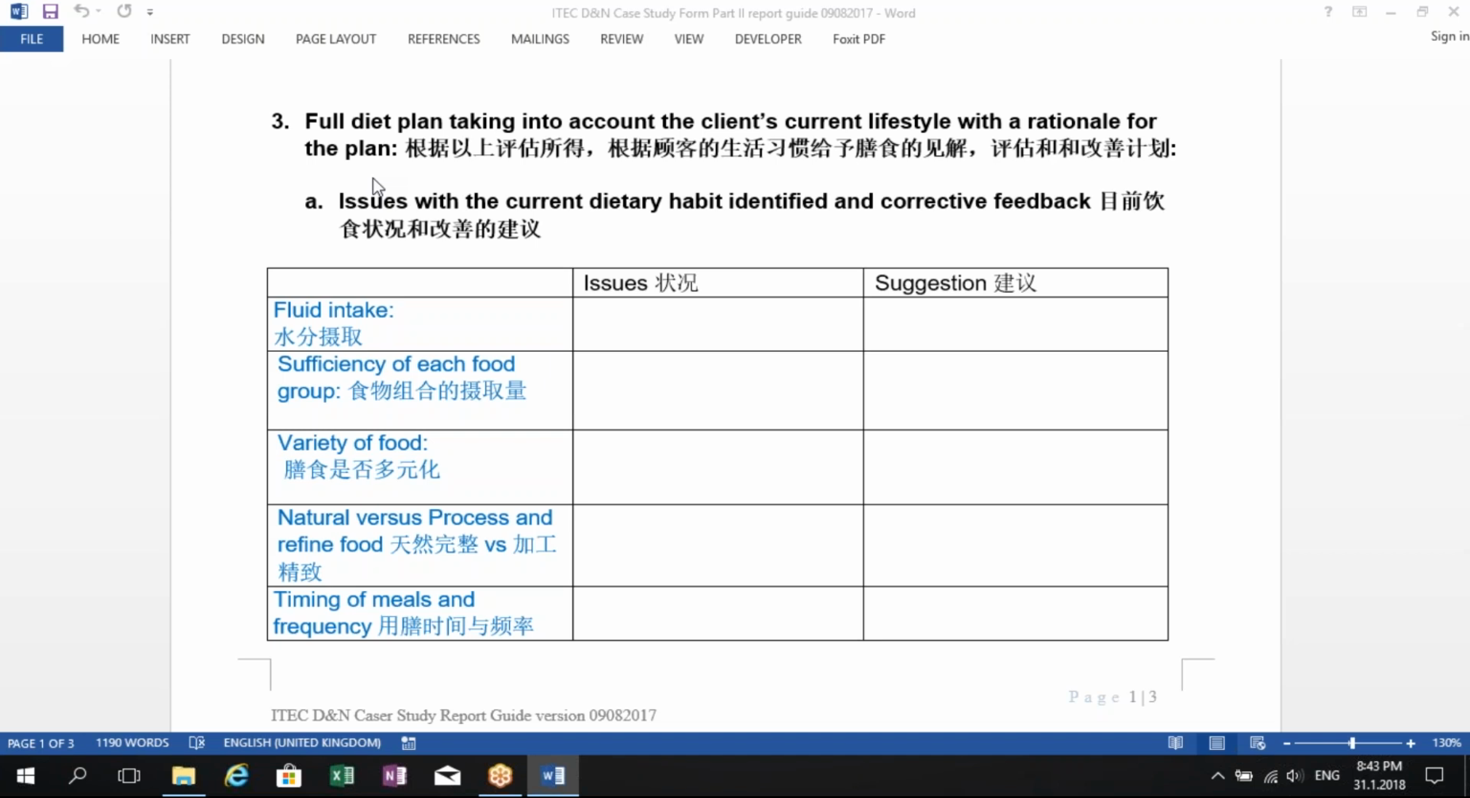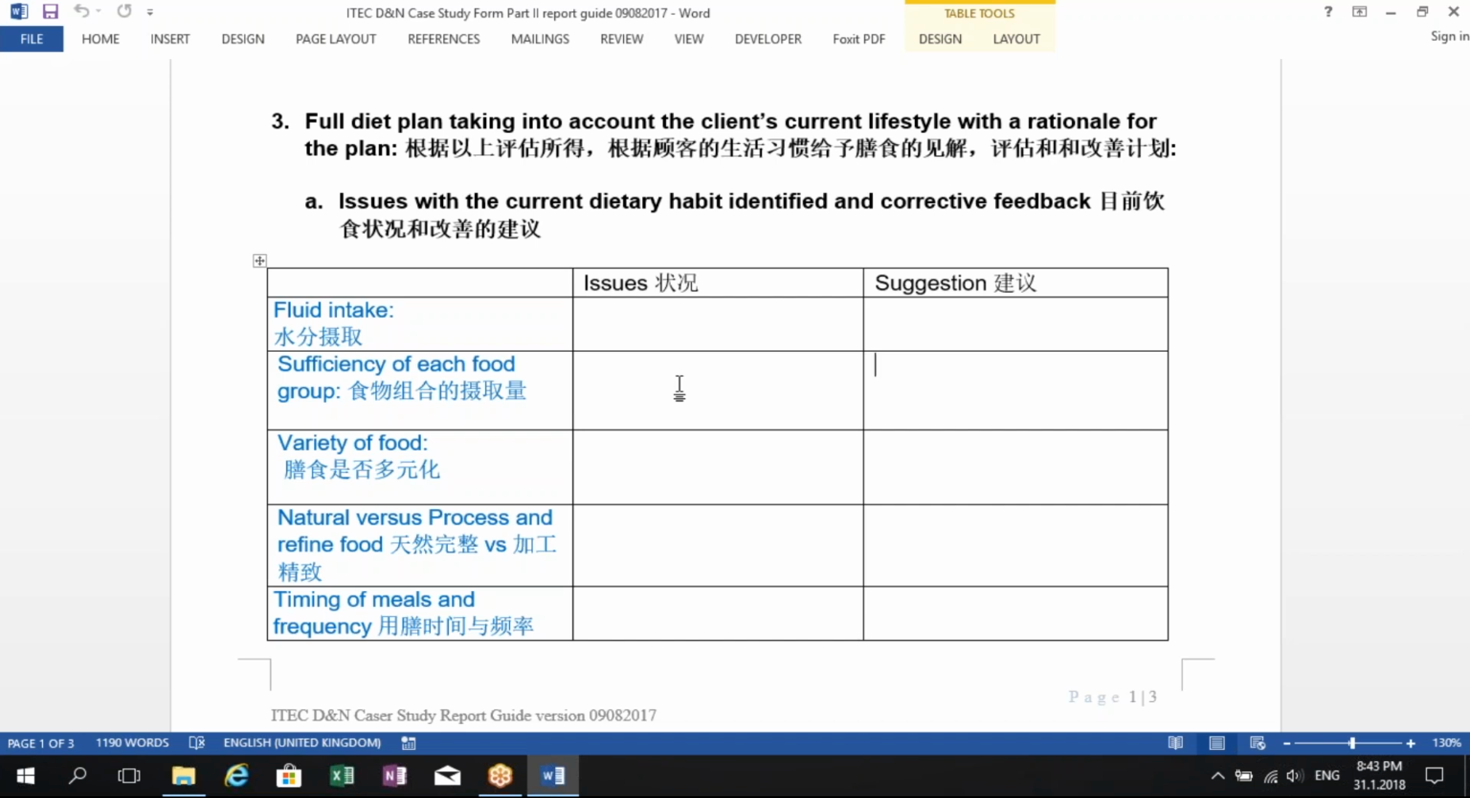可以吗？So here you say, okay, you start to analyze. Water intake, according to her weight, is it enough or not enough? So I suggest, so then here, issue and suggestion. One issue and the suggestion to correct this problem. Okay? Please don't copy and paste. I got students also, everyone has the same issue, everyone has the same suggestion.